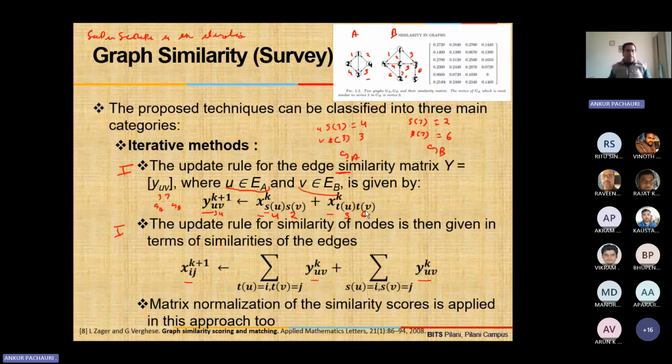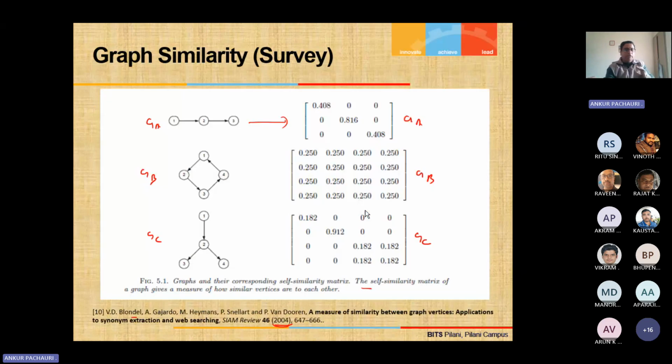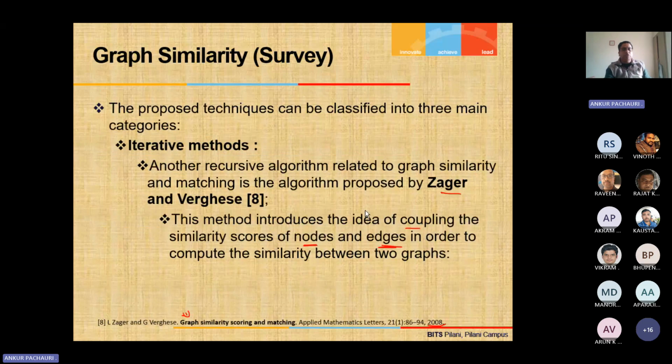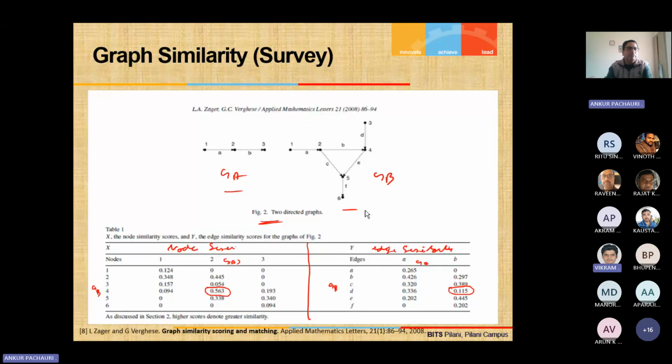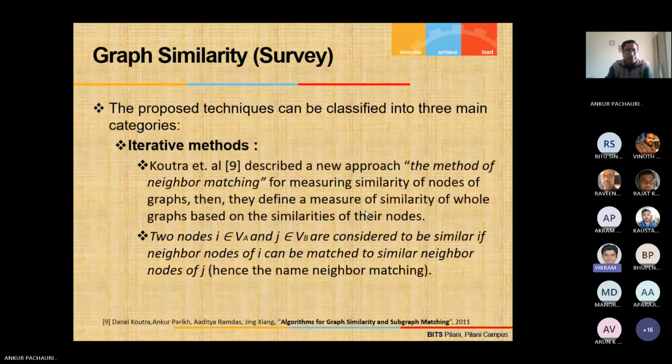But Zagar and Verghese calculate the similarity scores based on the connectivity as well, based on the edges as well. Because Blondel was published in 2004, and Zagar and Verghese published this work in 2008, this method is an updated one. They have come up with an updated computational method. Got it.